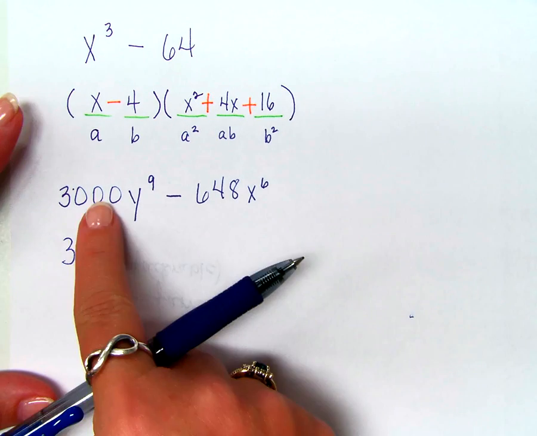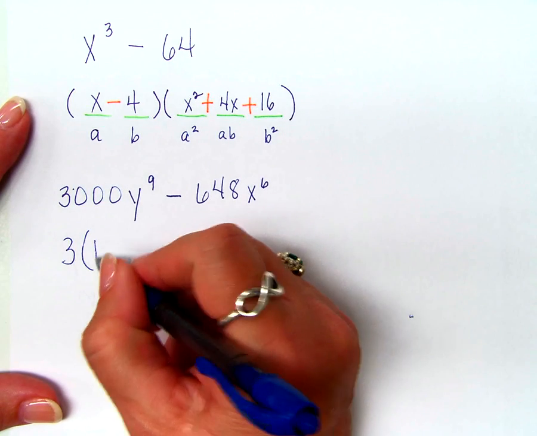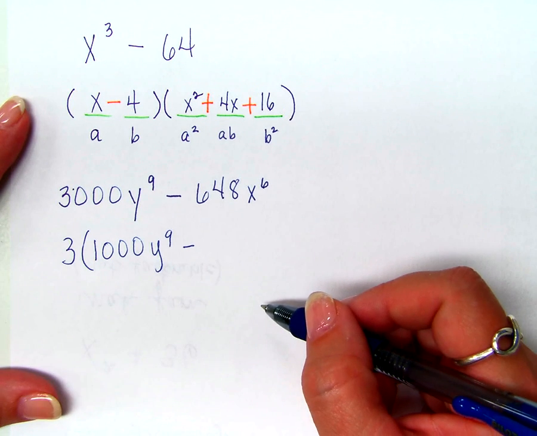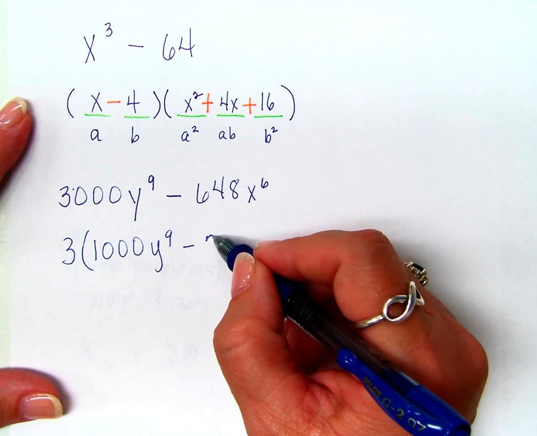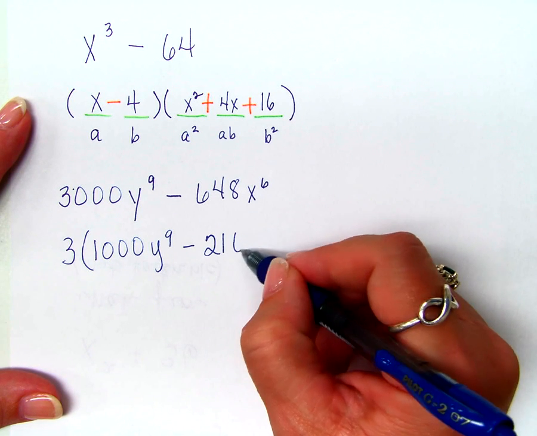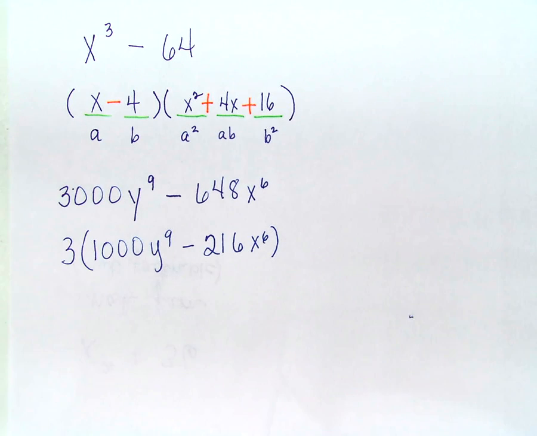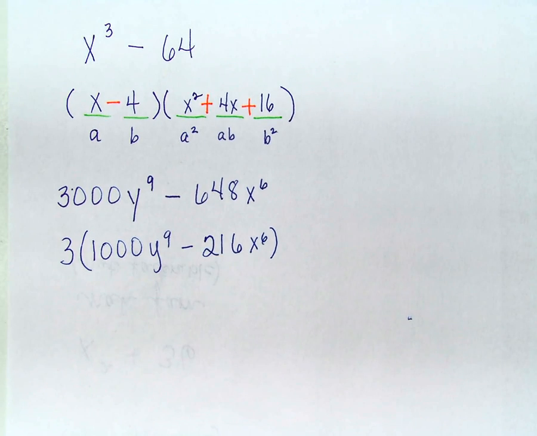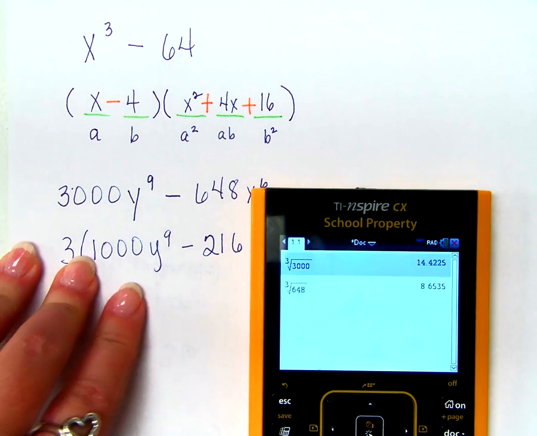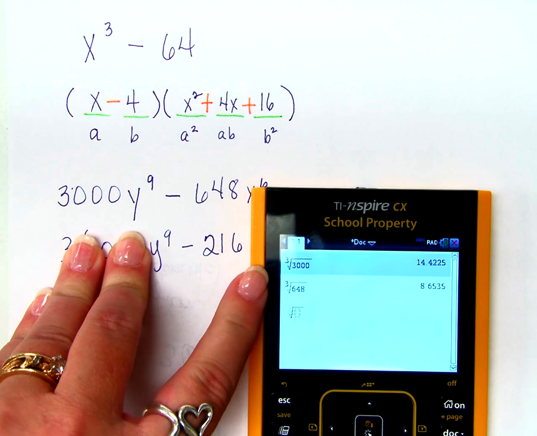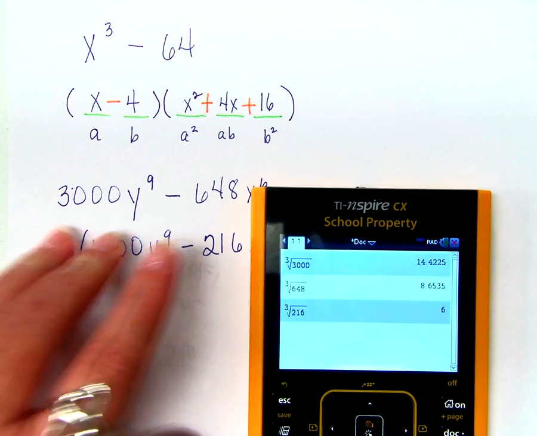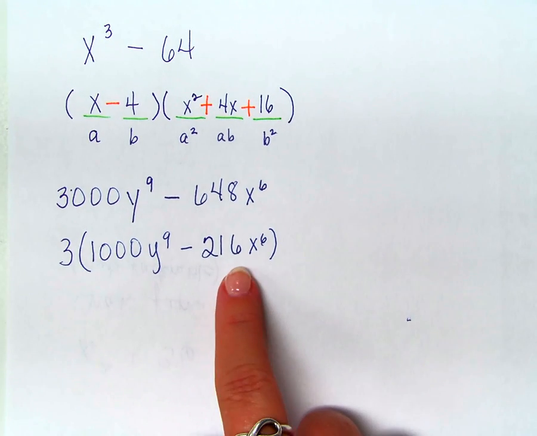What do I have left if I divide each term by 3? 1,000 y to the 9th minus 216. Well, we already know the cube root of 1,000. Do we know the cube root of 216? 6. Oh, that's so nice. So is it really the difference of cubes?